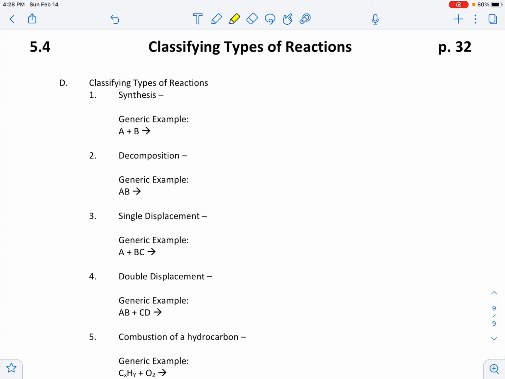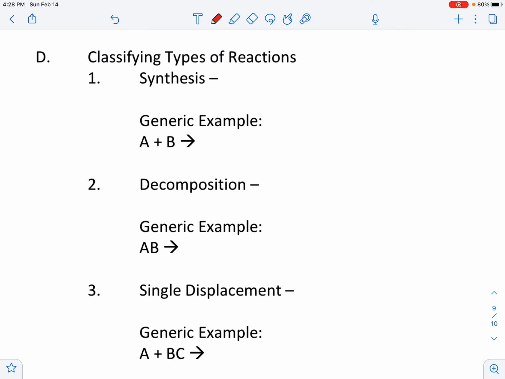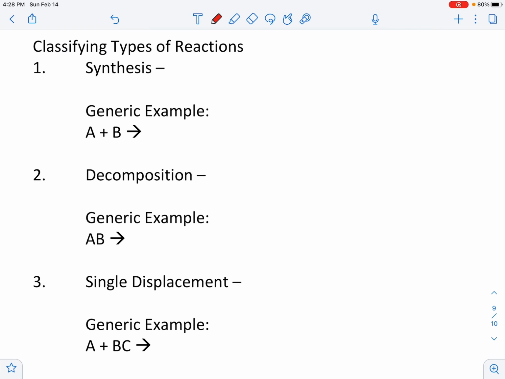Okay, so our last video for this half of the unit is classifying types of chemical reactions. We're going to be able to identify what type of reaction we have based on what it looks like. So let's go ahead and get started. There are 5 major types of balanced chemical equations, and let's start with our first one, synthesis.